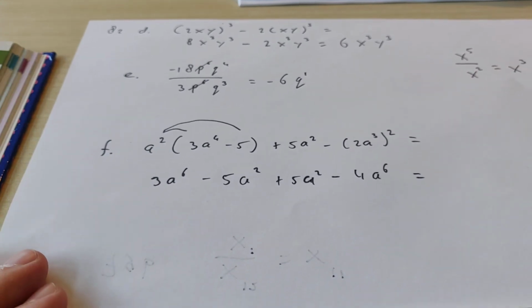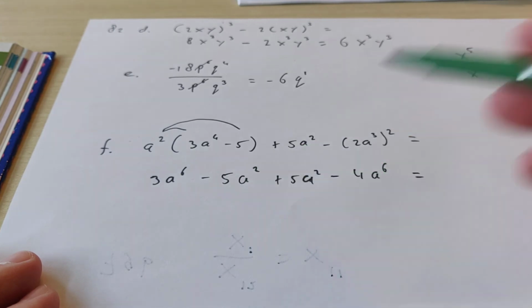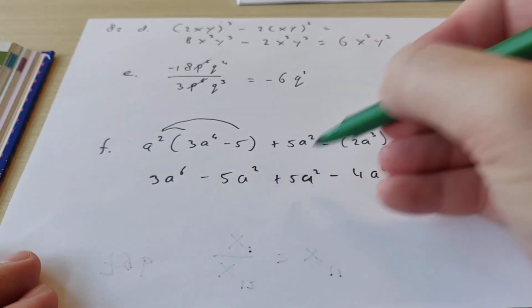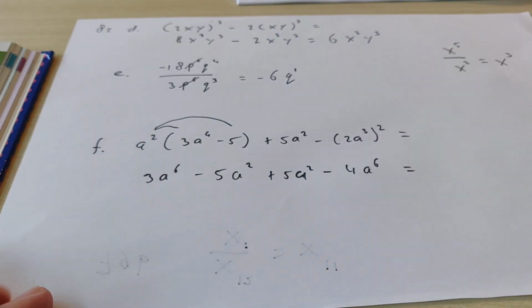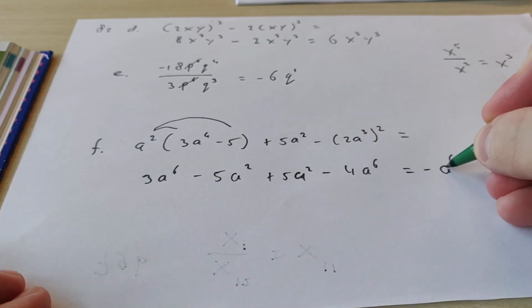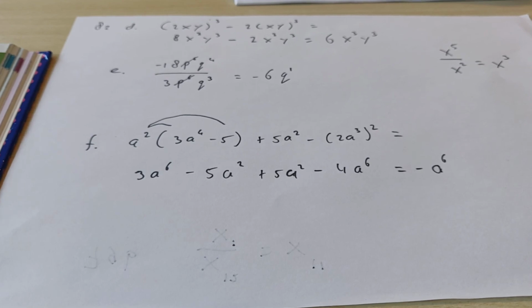So let's see if we can simplify it. Here we have minus 5a squared, and here we have plus 5a squared, so together it's going to be 0. So we can just ignore this. And then we have 3a to the power of 6 minus 4a to the power of 6. That's minus 1a to the power of 6. Now the 1 in front of it you don't have to write down. So the answer is minus a to the power of 6.